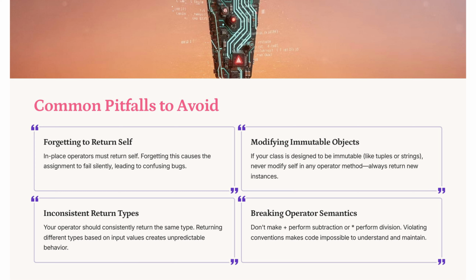Avoid common pitfalls in operator overloading. Always return self for in-place operators to prevent silent failures. Never modify immutable objects. Return new instances instead. Ensure consistent return types to avoid unpredictable behavior. Maintain operator semantics. Don't let plus perform subtraction or multiply perform division, as this confuses and complicates code maintenance.